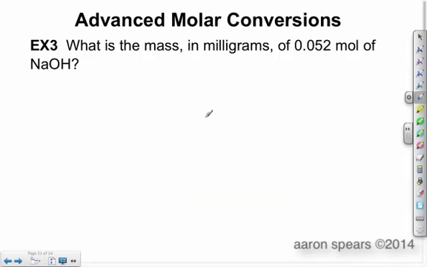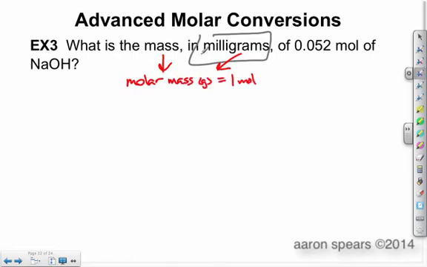In our third example, we were asked to find the mass in milligrams of 0.52 moles of sodium hydroxide. A couple things should jump out at you. The words mass and grams, these are indicators that molar mass will be used in this problem. But we also noticed that the metric prefix milli is attached to grams. Because molar mass is in grams and not milligrams, we know that in order to solve this problem, we're going to have to perform a metric conversion.